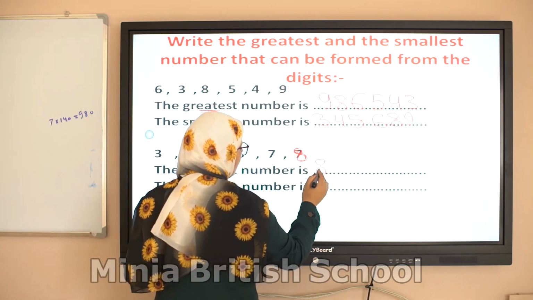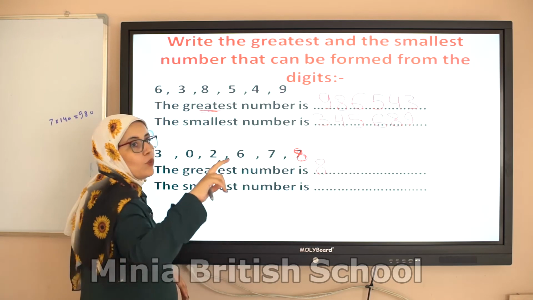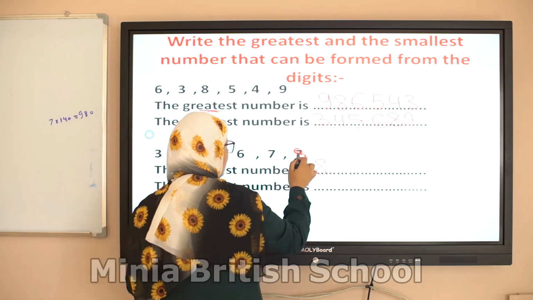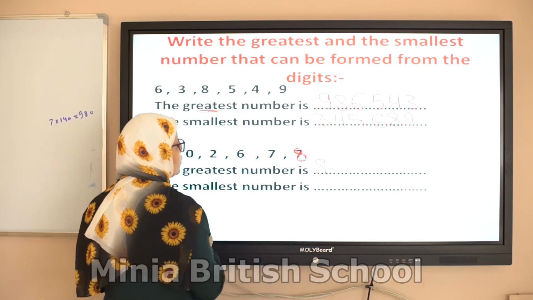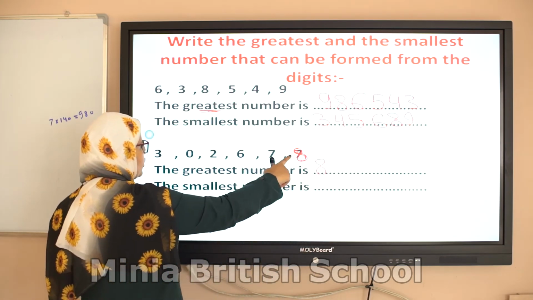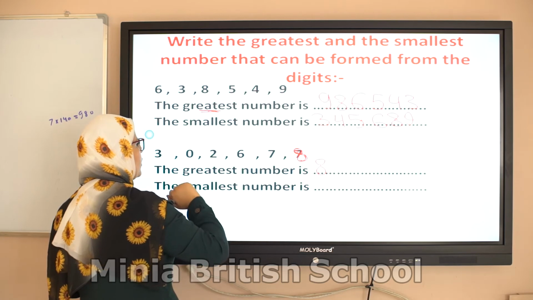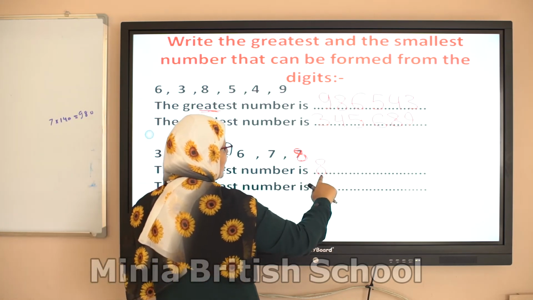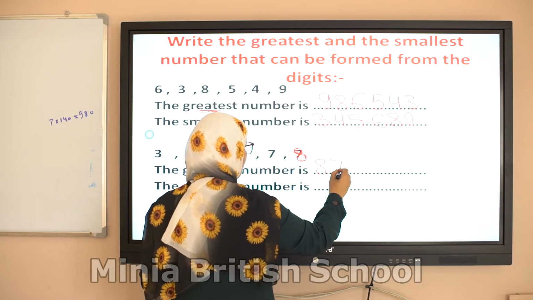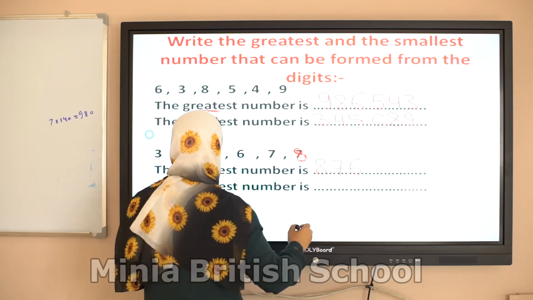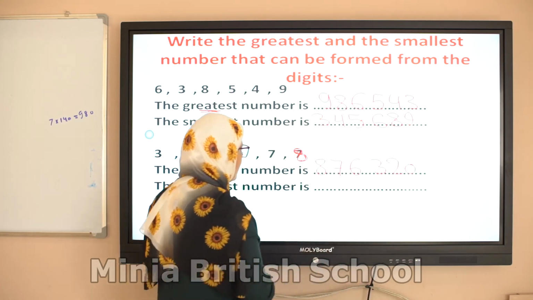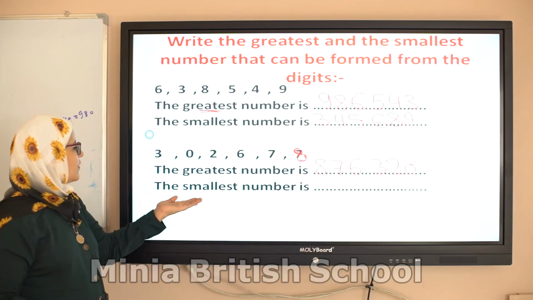If it's 7, I will put 7 two times, no problem. But here, to be easy for you, I convert it to 8. So I will start with 8 because 8 is the greatest one. Here I need the greatest number, so I will start from the greatest digit. 8, then 7, then 6, then 3, 2, and 0. That's it.